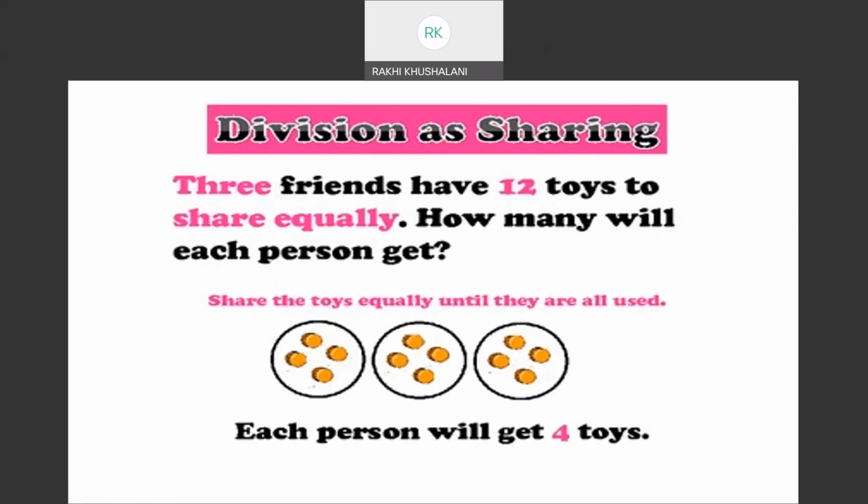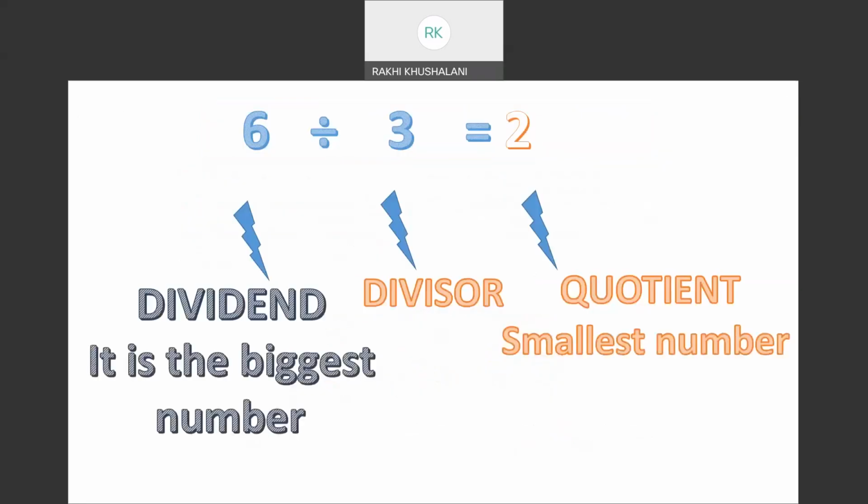Division as sharing. 3 friends have 12 toys to share equally. How many will each person get? Same thing. So here now the main thing is the terms that we use while dividing. That is, 6 divided by 3 is equal to 2.